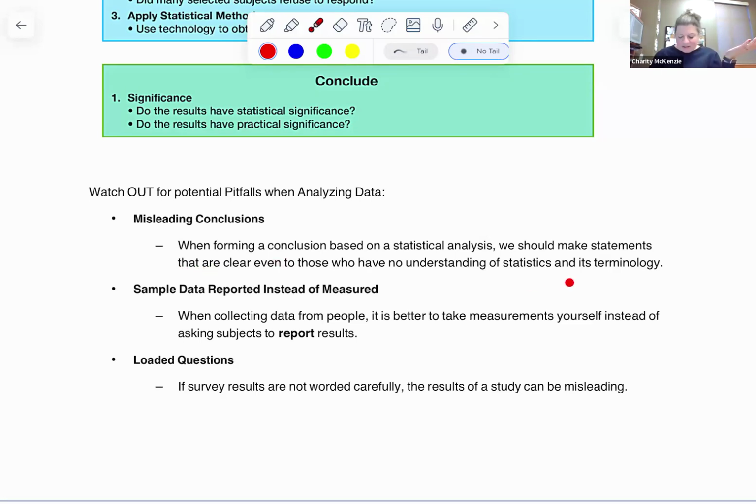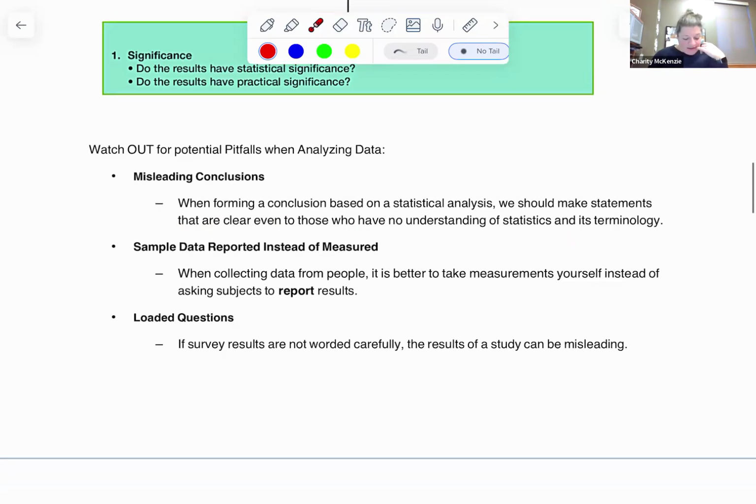So you could have a misleading conclusion, just from reading stuff wrong. You could have sample data that is reported instead of measured. Great example: let's ask all the girls at the college what they weigh. Let's just ask them what they weigh, right? And then let's put them on the scale. And what would be the difference? You're darn right, I'm going to lie about my weight. I'm not going to tell you how big I am. So you can see there's definitely a difference between stated and actually measured. Okay.